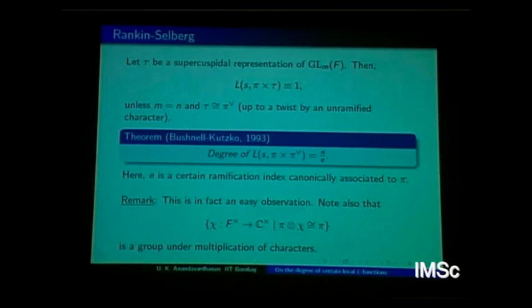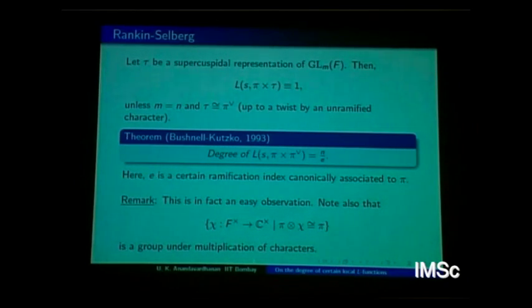So that's the observation: if pi tensor chi is pi, and you take the set of all such characters, the final answer here is exactly the number of unramified characters among them. All such characters obviously form a group under multiplication of characters. So there is some more structure to it. Though it's just counting, there is a group structure, and that makes the counting very easy. All those characters form a group, and all those unramified characters in which one is interested form a subgroup.